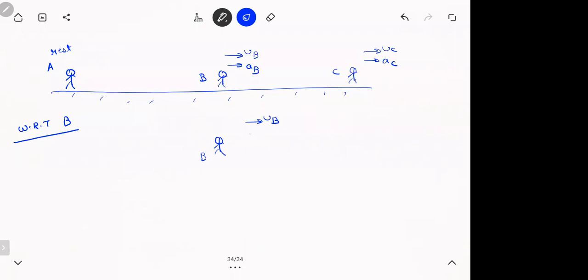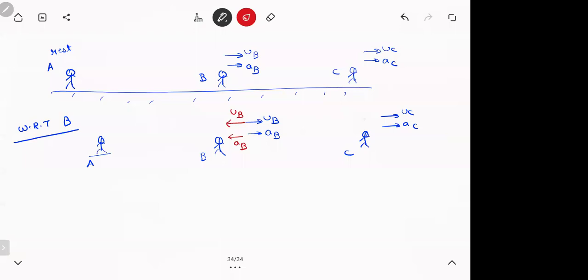Now listen to this carefully. The idea is clear, then it's a matter of solving. Whenever you want to see with respect to someone, you subtract his velocity and his acceleration from everyone, including himself. How do you subtract a vector? Take the velocity, reverse it and add it. That is the meaning of subtracting, isn't it? If you have a vector you want to subtract, you reverse it, it becomes a negative vector, and you add it.